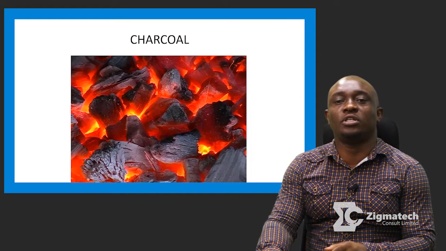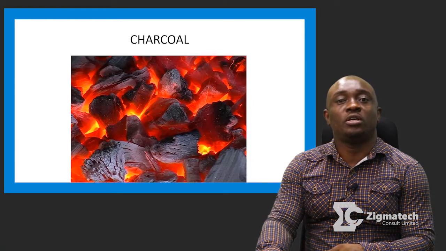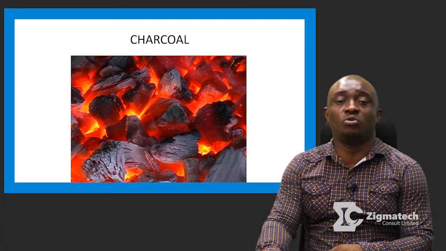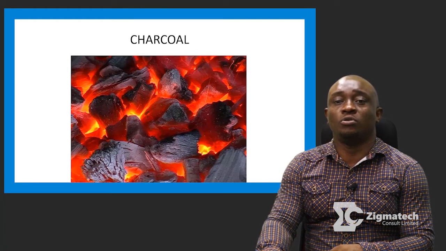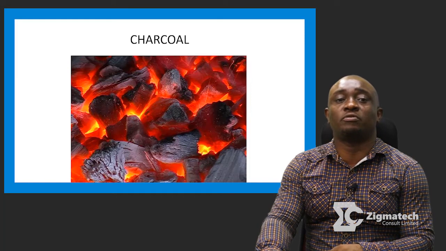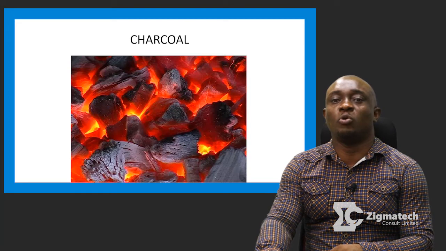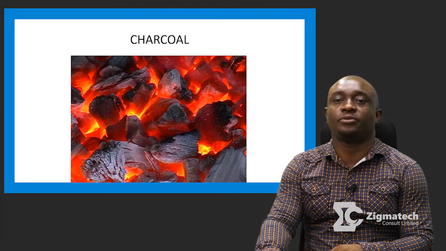This is charcoal, a typical example of burning charcoal. If you move around our environment, you see people using this type of charcoal to roast corn and other things. And this type of charcoal you see here is the one common in our environment. We call it wood charcoal.